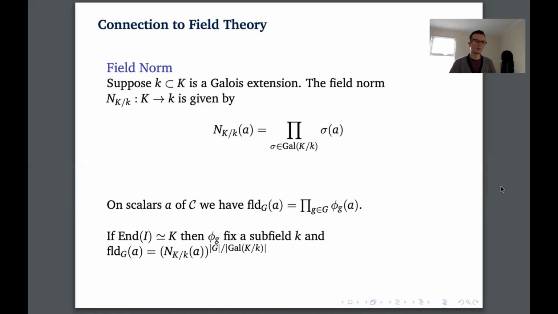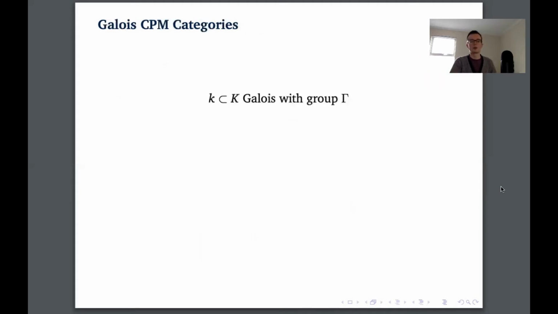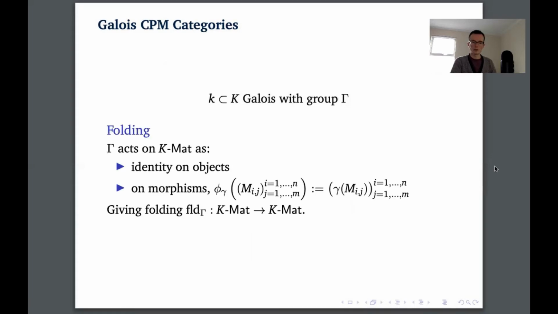Okay, so let's go a little bit further with this and perhaps start from slightly the other direction. Let's say that we start with a Galois extension. So we start with big K, which is a Galois extension of little k with Galois group lambda. Then if we look at the category of matrices with entries from big K, the Galois group acts on this category canonically, as the identity on objects, and on morphisms it just acts entry-wise on the matrices. And with this action, we can define a folding functor in the way that we described earlier.